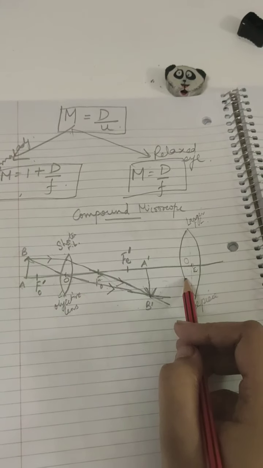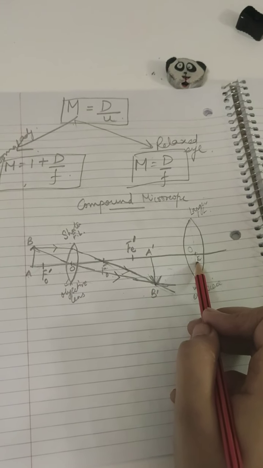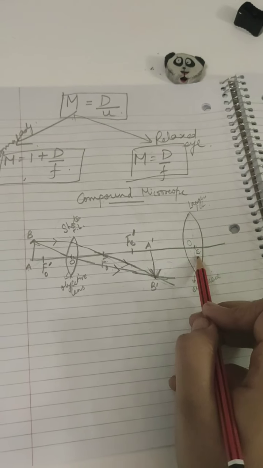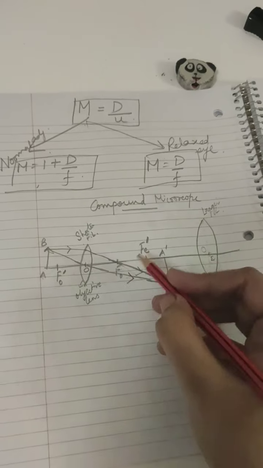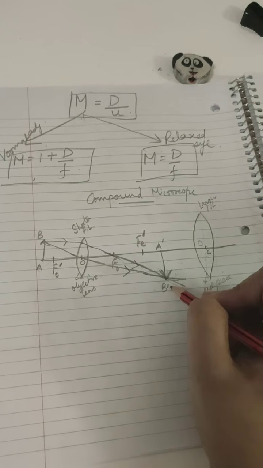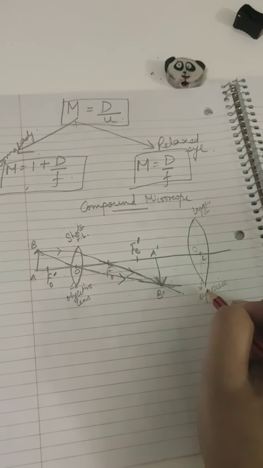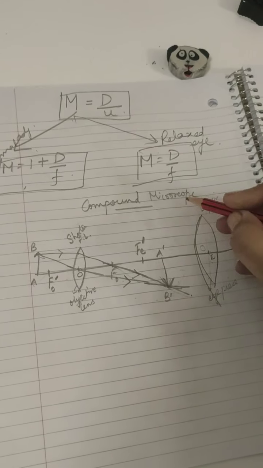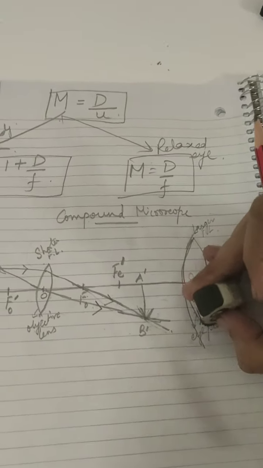Do you remember any such case we have done? Yes, this is the case of a simple microscope. This eyepiece is similar in function to a simple microscope, where the image formed by the objective lens serves as a virtual object for the eyepiece. Okay, I'm going to make the eyepiece bigger. More big, okay. I have to make the eyepiece more bigger.